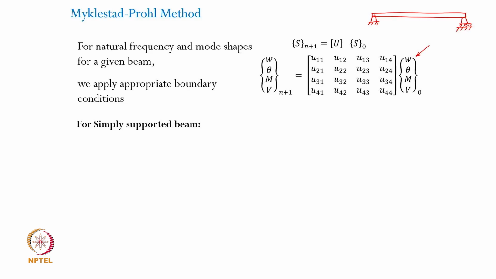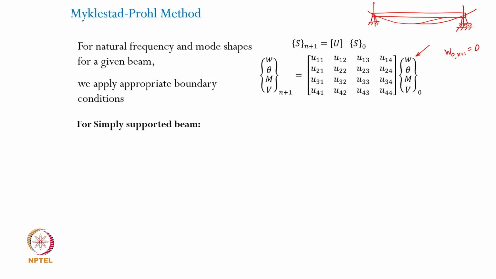So at the ends, what are the boundary conditions? The deflection is obviously 0, right? So W at both 0 as well as n plus 1 is going to be 0. The deflection is going to be 0. Is the slope 0 for a simply supported beam? No, the beam can deflect at these supported ends.